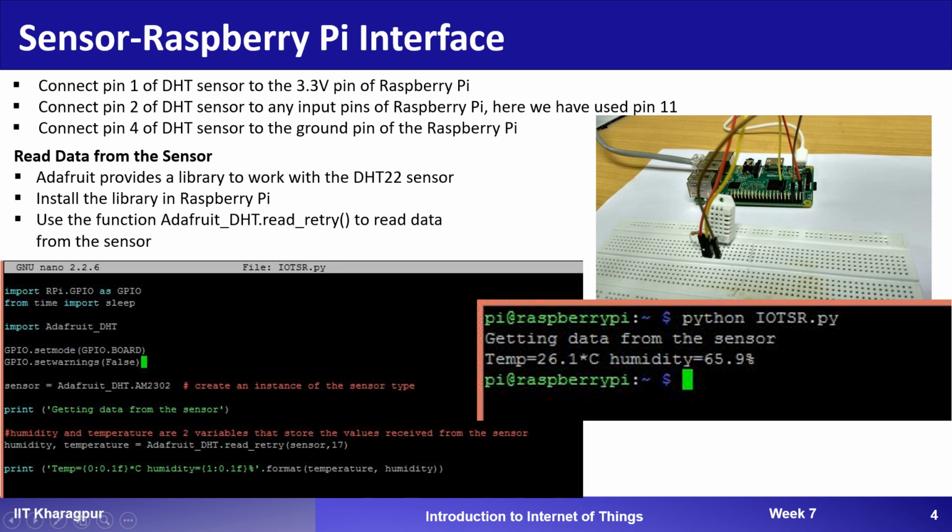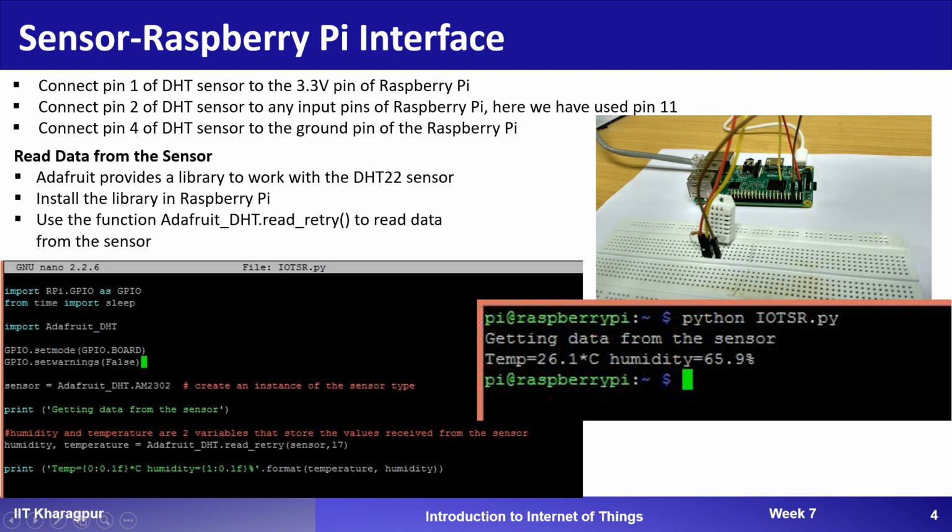Now the connections. First of all, we have to connect pin 1 of your DHT sensor, that is the input pin which is going to provide voltage to your DHT sensor, with the 3.3 volt pin of your Raspberry Pi. Then connect pin 2 of your DHT sensor to any of the input pins of the Raspberry Pi. For example, here we have considered pin 11. You can take another pin also. After that, connect pin 4 of your DHT sensor to the ground pin of the Raspberry Pi.